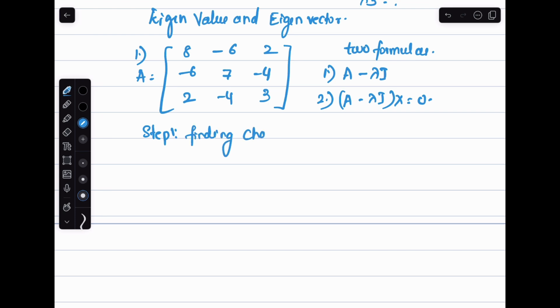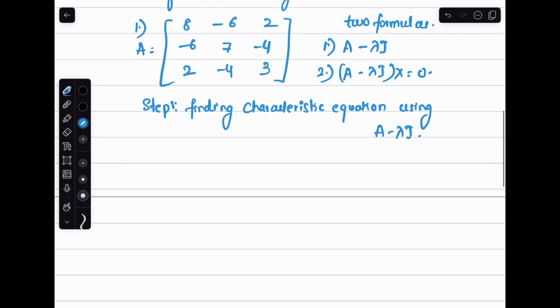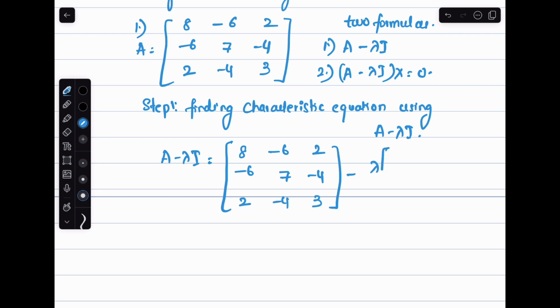Let me write it down: finding the characteristic equation using A minus lambda I. So what is A minus lambda I? We know what A is, right? That is the matrix A, 8 minus 6 2, minus 6 7 minus 4, 2 minus 4 3, minus lambda into 1 0 0, 0 1 0, 0 0 1.